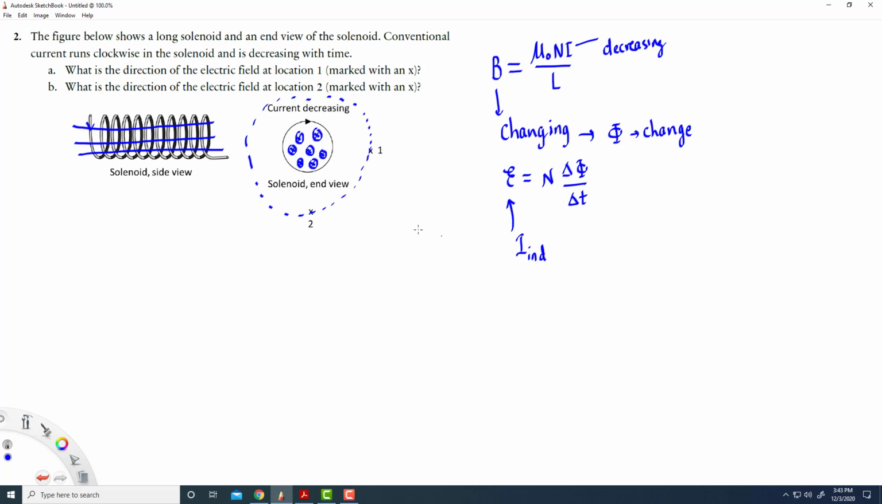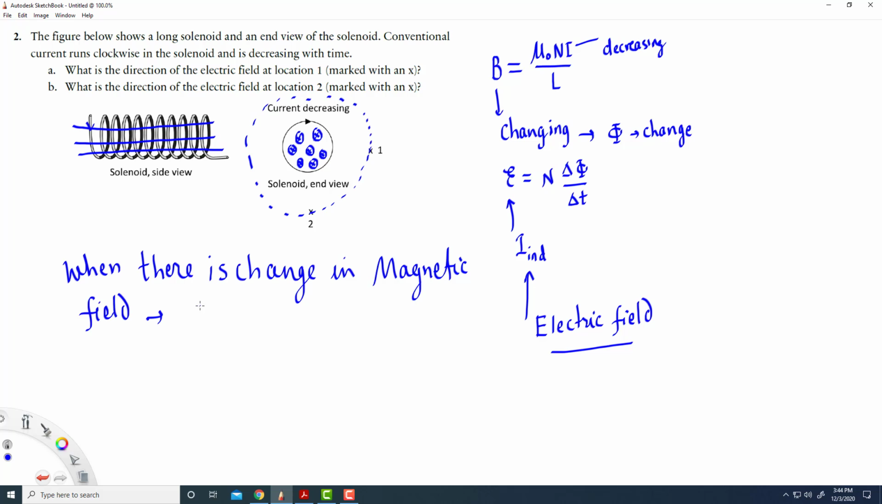So flow of current means there is already charge in the wire, so a force needs to push the charge, okay, so that the charge flows in the wire. So what pushes the charge in the wire is the electric field. Okay. So this current is actually due to the electric field produced in the wire. Even when there is no wire, there is electric field produced. And the main idea here is, when there is change in magnetic field, it produces electric field around it.